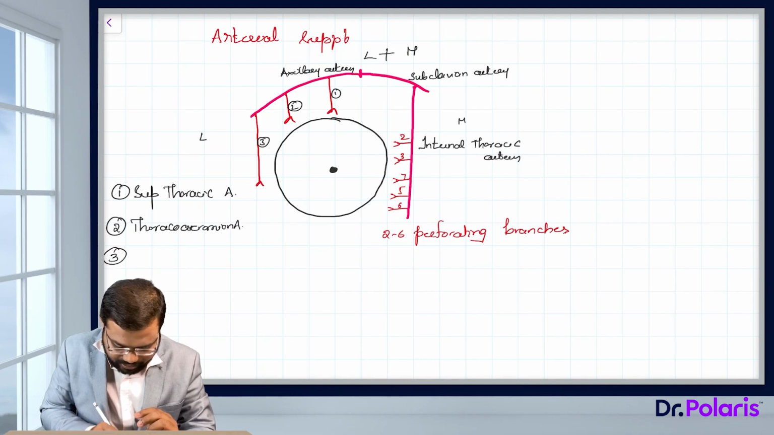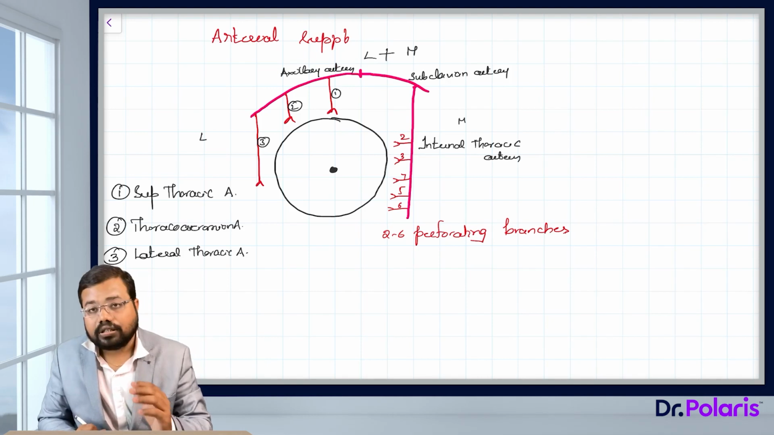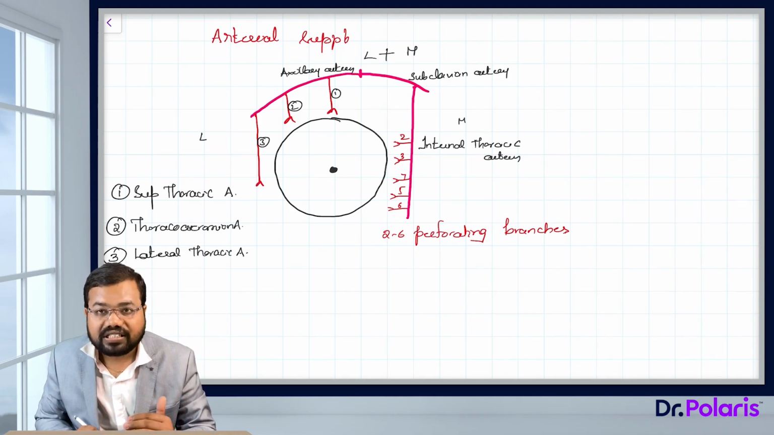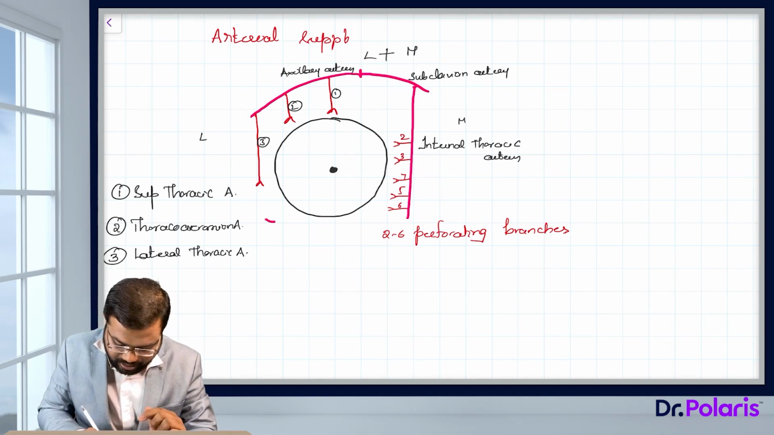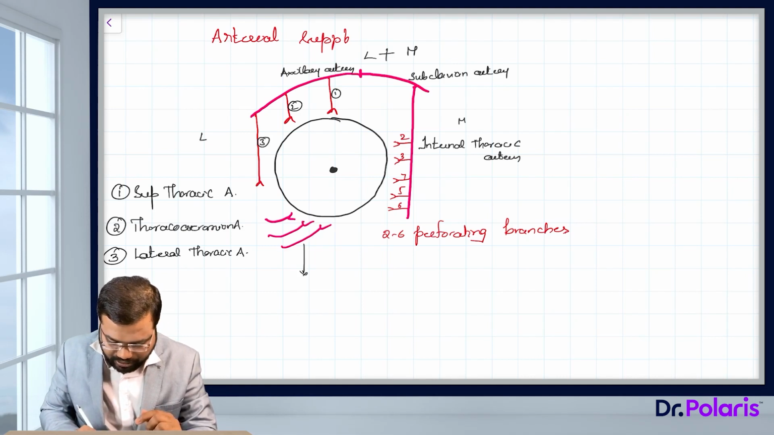And the third one is the lateral thoracic artery. So these are the three branches coming from the axillary artery which will supply the breast. And finally, there are some more which will supply from the posterior intercostal arteries and its branches.